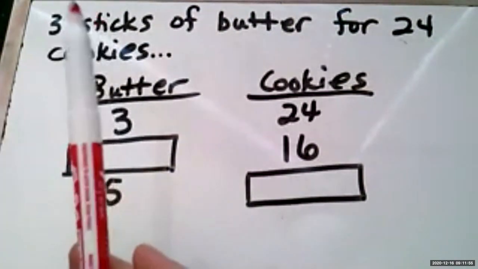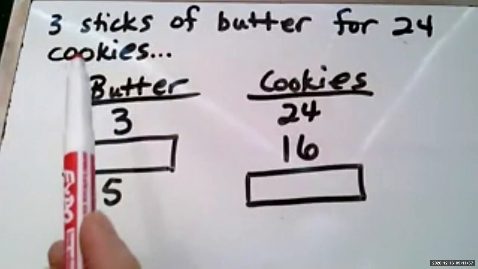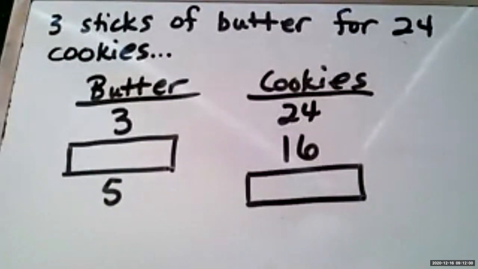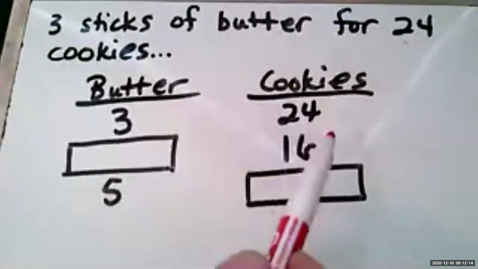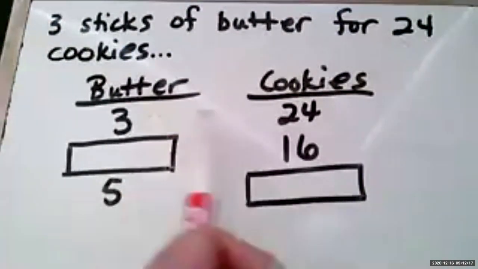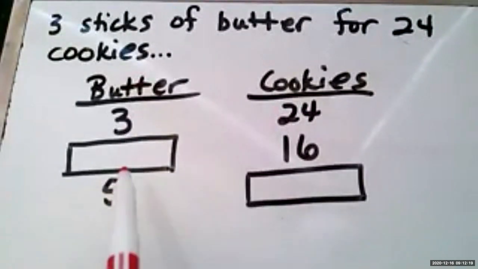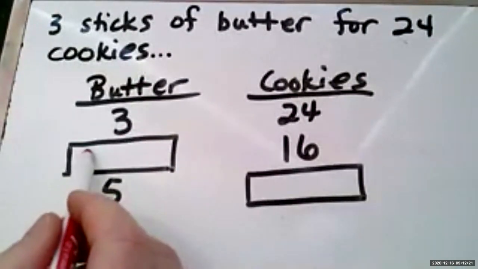This is one that didn't make sense to me because I like to bake. And it says that you need 3 sticks of butter for 24 cookies. I think that's wrong. I don't think you need nearly that much butter for that many cookies, unless you're making butter cookies. Anyway, if you have 3 sticks of butter for 24 cookies, you would set up a table like this, okay? And it's going to ask you now for 2 questions.